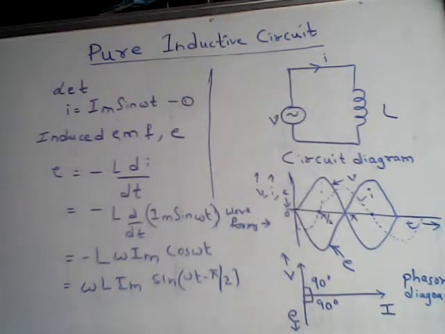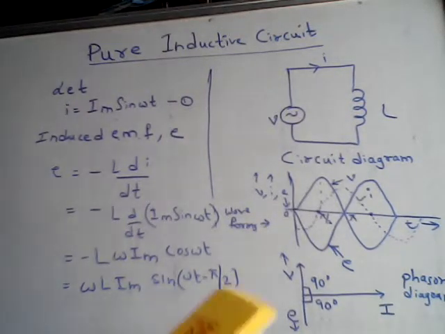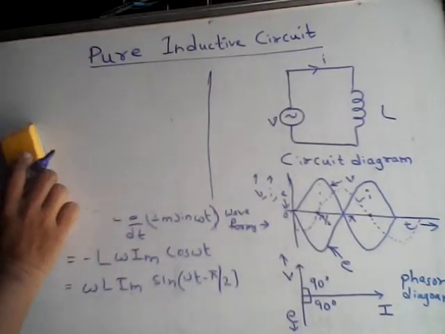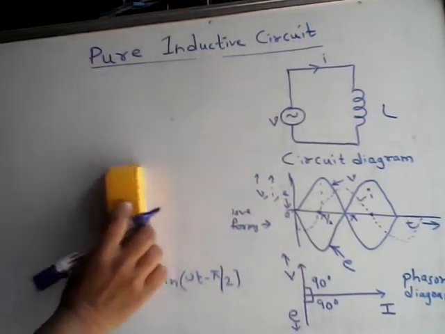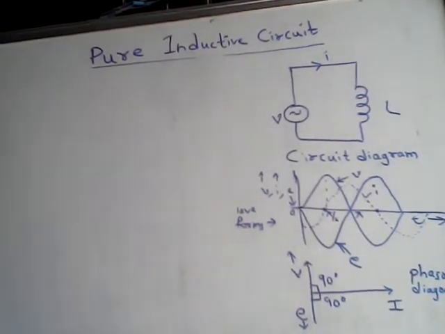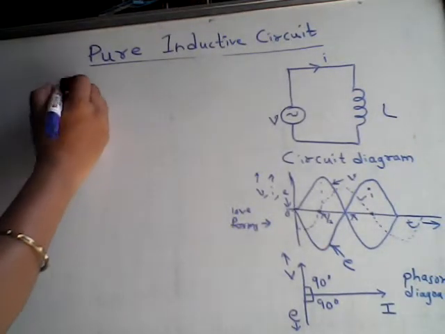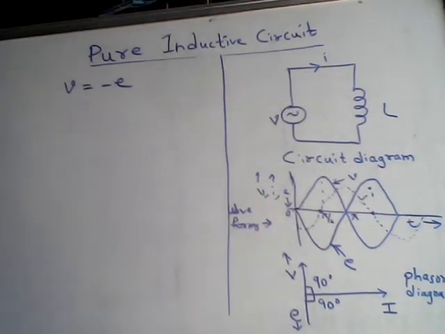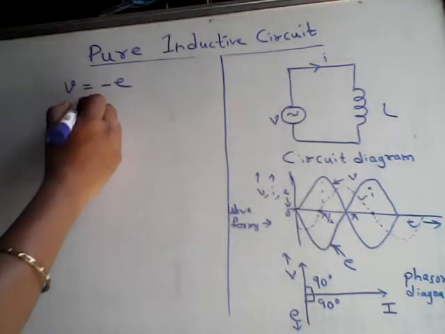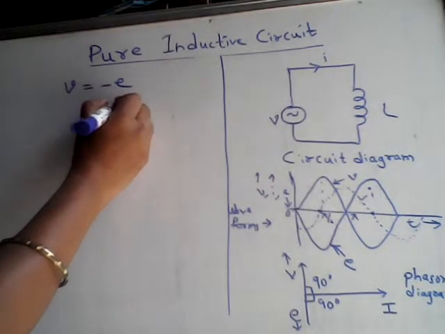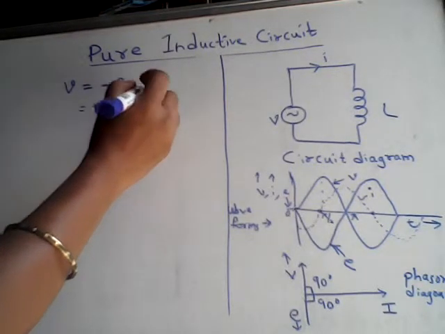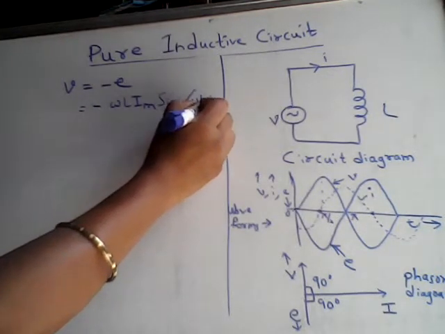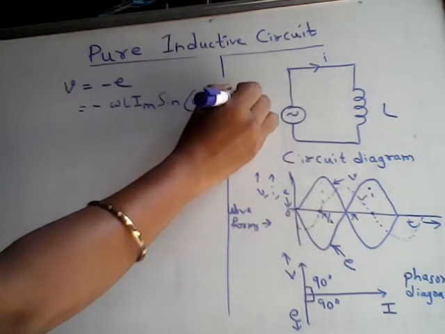And we know that the applied voltage is always equal to the negative value of the induced EMF, and this is equal to minus omega L Im sin of omega t plus pi by 2.